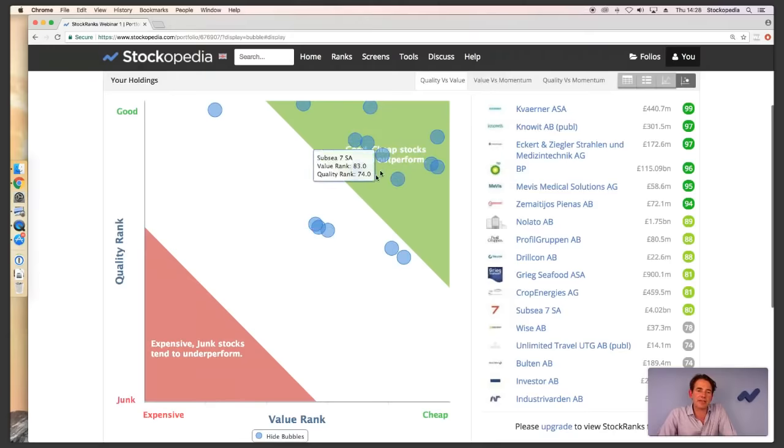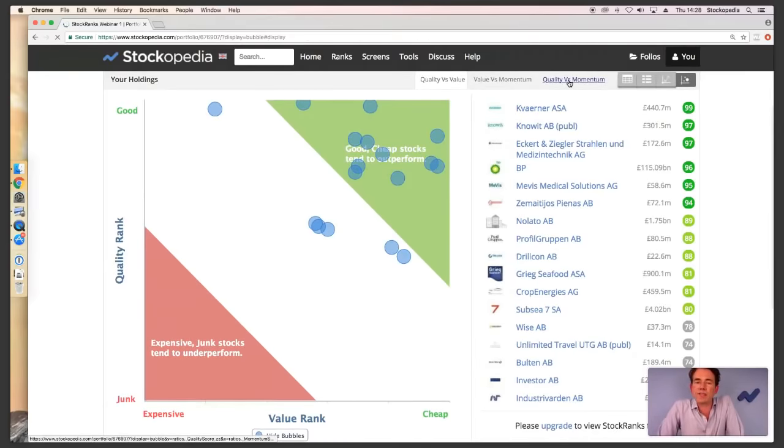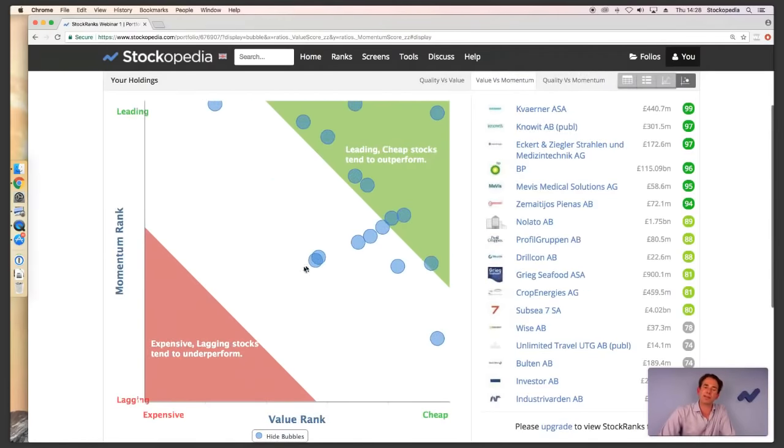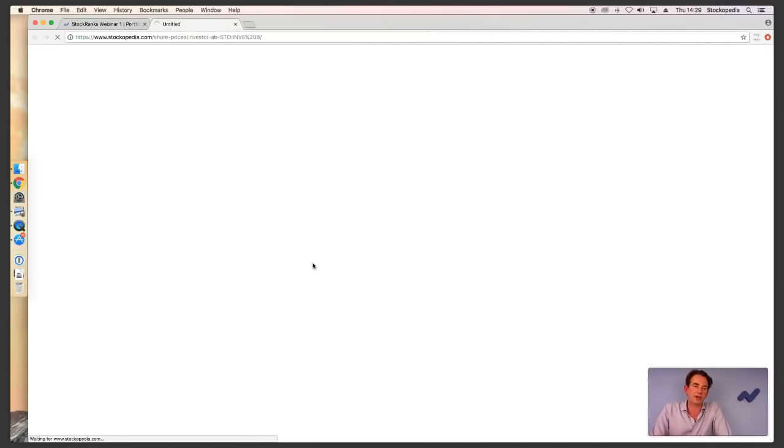As you can see here, it's labeled: good cheap stocks tend to outperform, expensive junk tends to underperform. And really, if one is targeting higher factor exposure stocks, they should be up in this top right corner. Similarly, we can click over here and look at quality versus momentum or value versus momentum. It gives you a great lens on your portfolio, and you might think, oh, that stock has lower value and momentum. Is that one I want to think about rebalancing out?